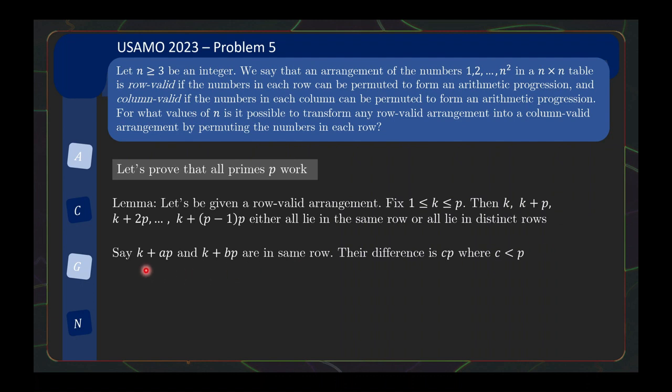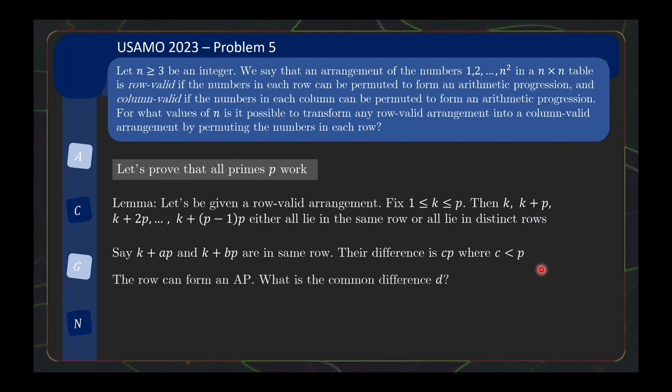Say k plus ap and k plus bp are in the same row. Call their difference cp, where c is strictly less than p, right? Because at most you have (p minus 1)p and 0p. So c can be at most p minus 1. So c is less than p.